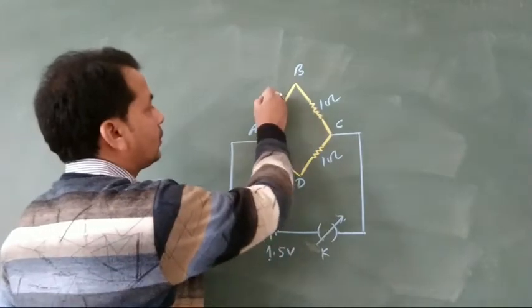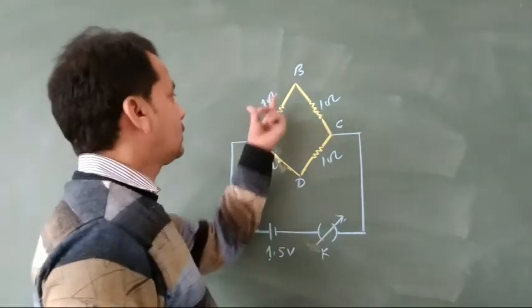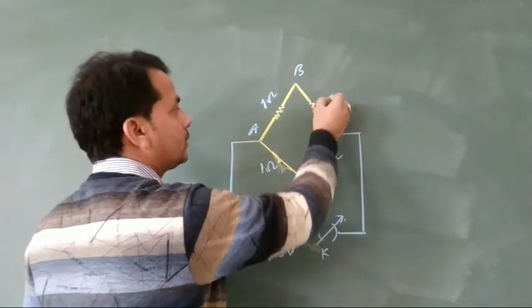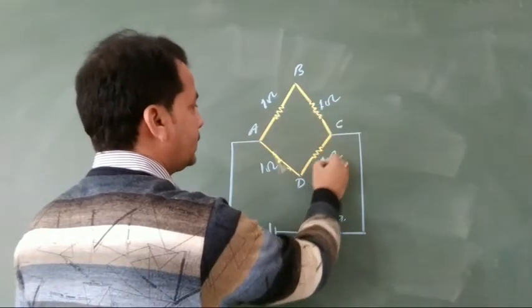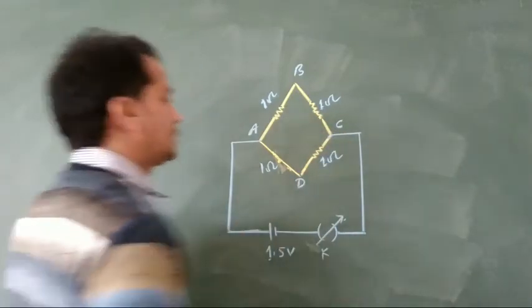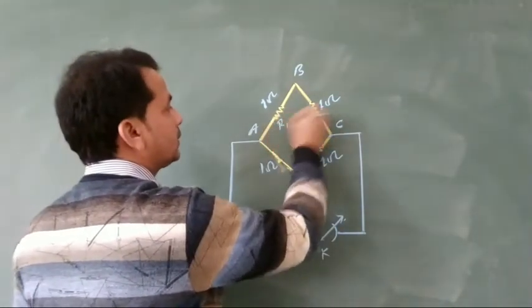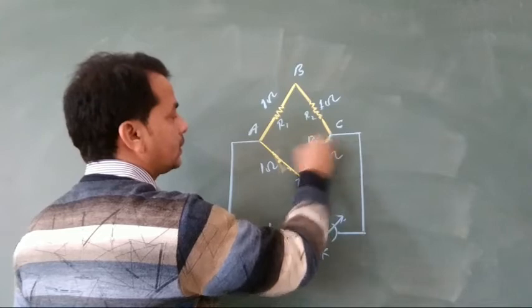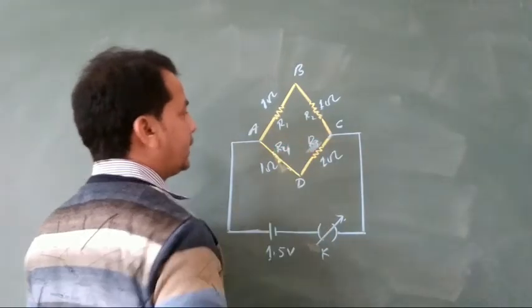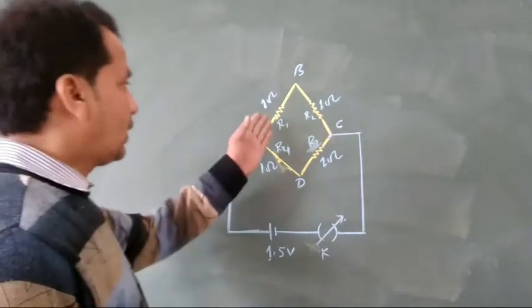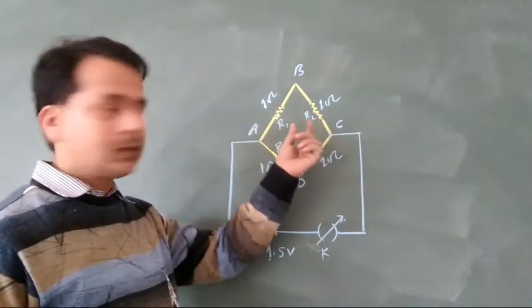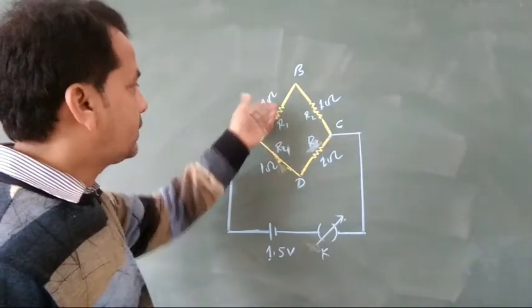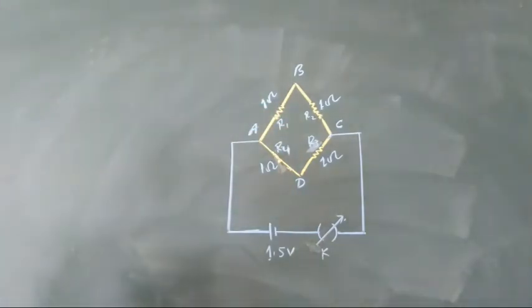The resistors are R1, R2, R3 and R4. Each resistor is 1 ohm, meaning R1 is 1 ohm, R2 is 1 ohm, R3 is 1 ohm and R4 is also 1 ohm.